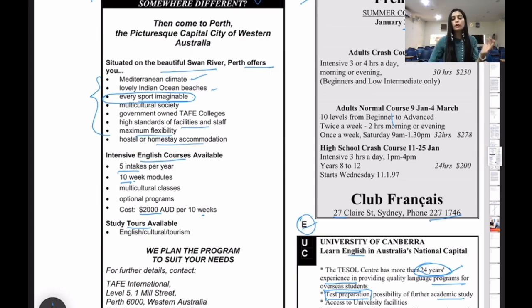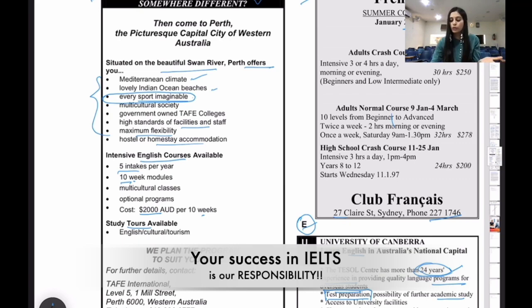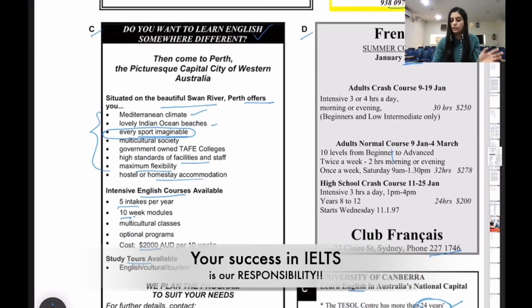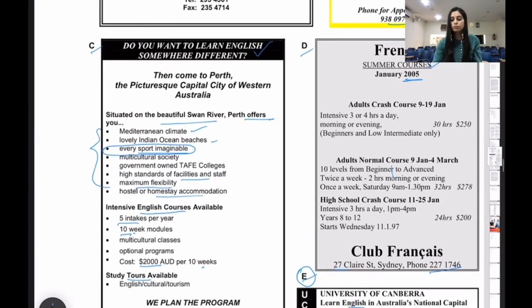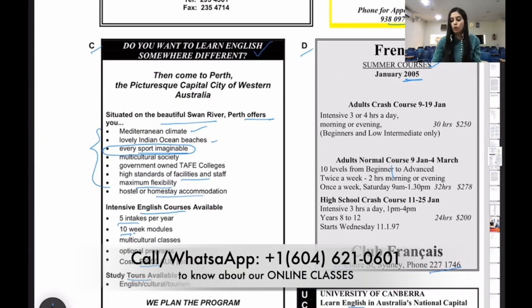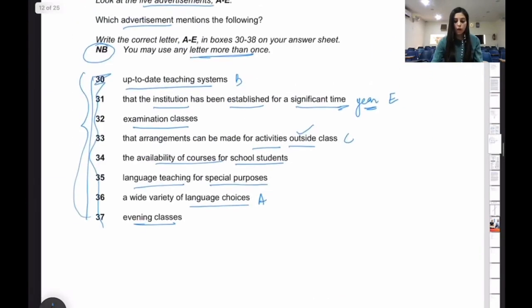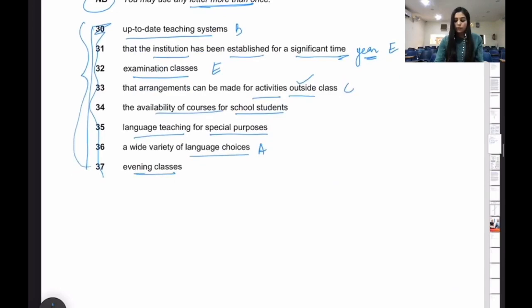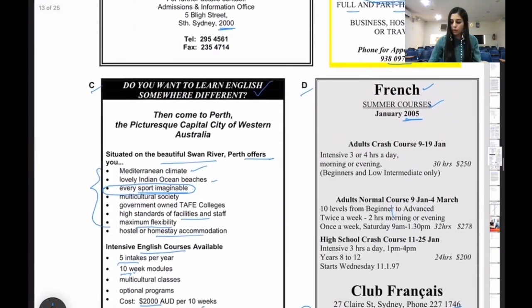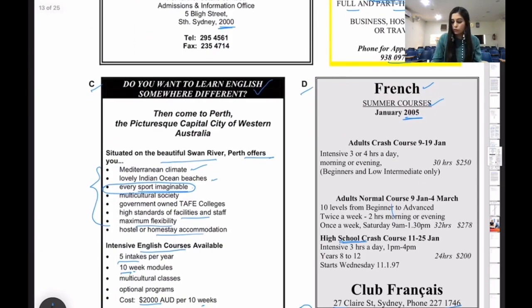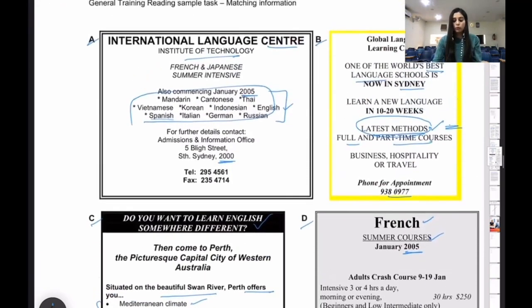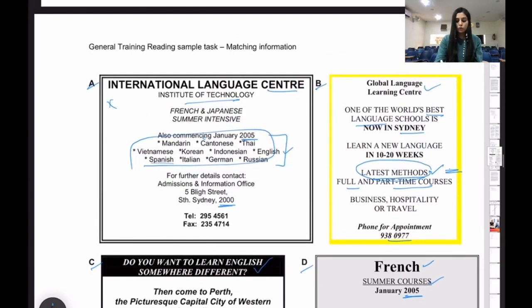So there's no point of getting confused or not being sure about the answer. Here again, if you look, there's no mention of your examination classes in case of D. So we move up and this will be marked as E. Availability for school students. School students has been mentioned somewhere here. School crash course, right? Again, if you notice here in A, there's no mention of school at all.